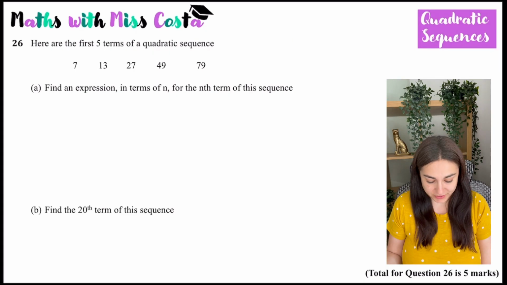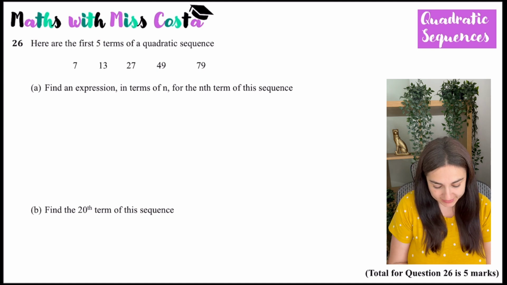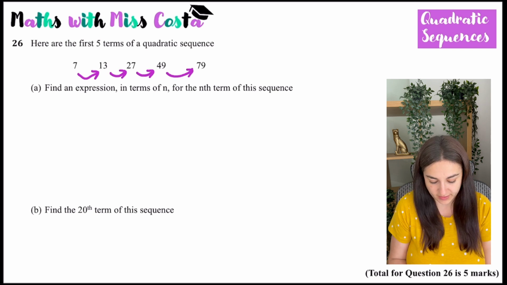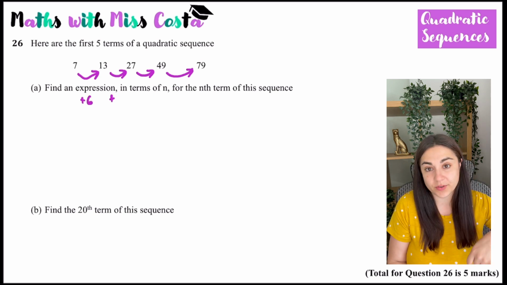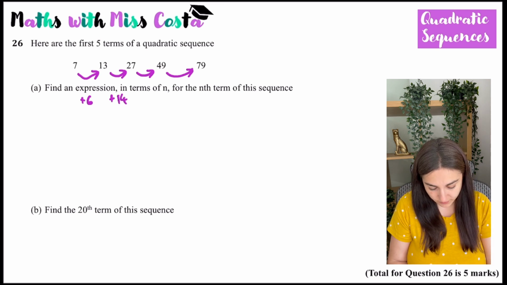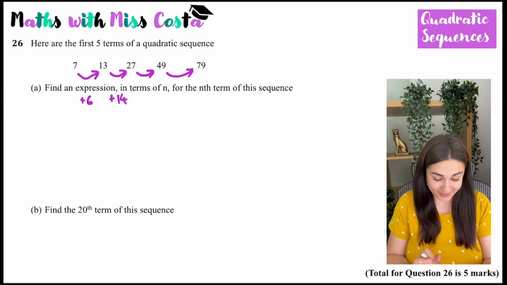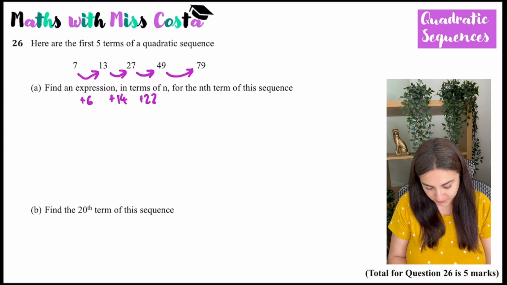Okay, so here I've got a quadratic sequence, and I am told to find an expression in terms of n for the sequence. So the first thing I do, just like I would with a linear sequence, is just figure out what the term-to-term difference is. So from 7 to 13, I add 6. From 13 to 27, I add 14. From 27 to 49, I'm going to use a calculator because the brain is really flagging right now. 49 take 27, I add 22, and 79 take 49 is 30.